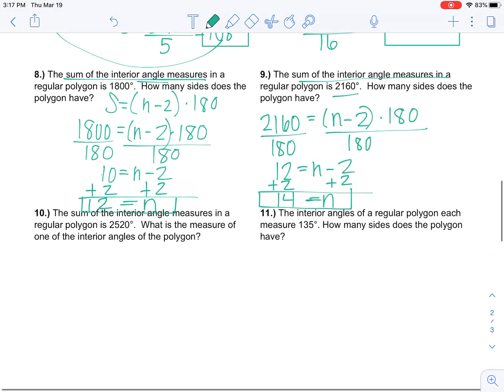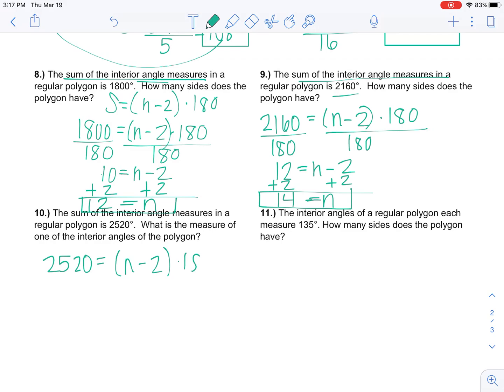Number 10, the sum of the interior angle measures is 2520. What is the measure of one of the interior angles? So now we're asking to find the measure of one. So we know them all. We do not know how many sides it has, so we have to figure out the n first. So we're going to take what we did like in number 8 and 9. Let's concentrate on figuring out how many sides this shape has first.